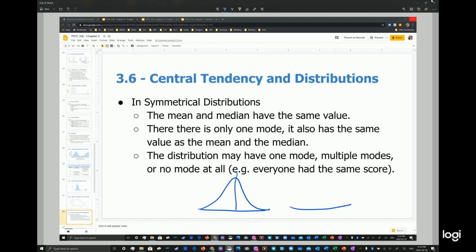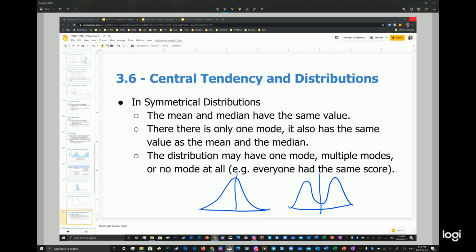In the case of a bimodal distribution that is symmetrical, there are two modes, so the mode doesn't correspond to the mean and the median, but the mean and the median for a symmetrical distribution would be exactly the same.